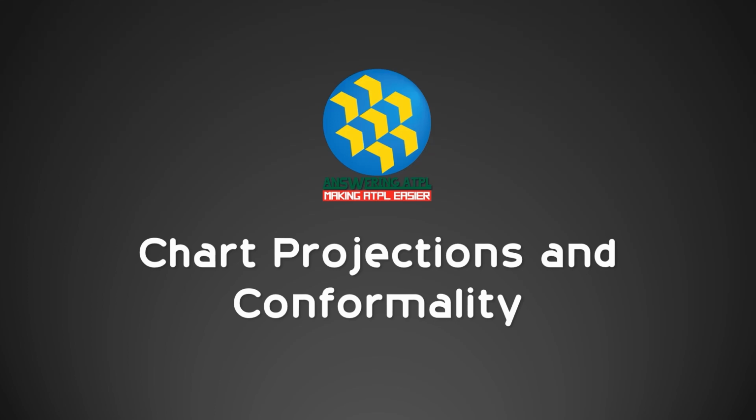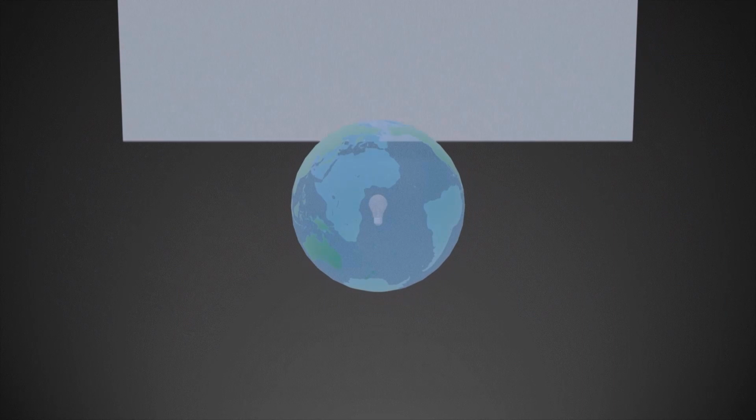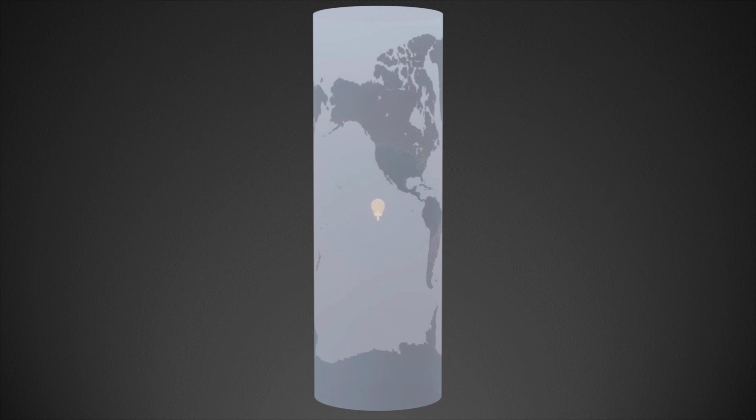In this video, we will discuss the topic of chart projection and conformality. This video is divided into four sections. The first section looks at why we need maps and charts and how information from the Earth's surface, which is ellipsoid or near spherical, is transferred onto paper.